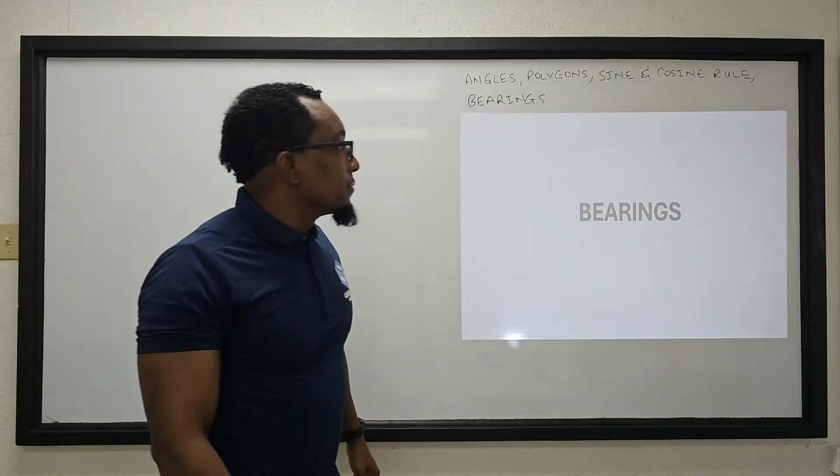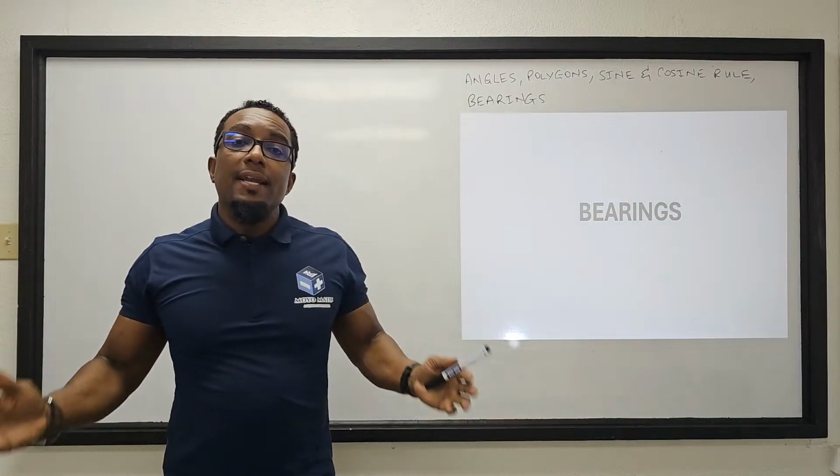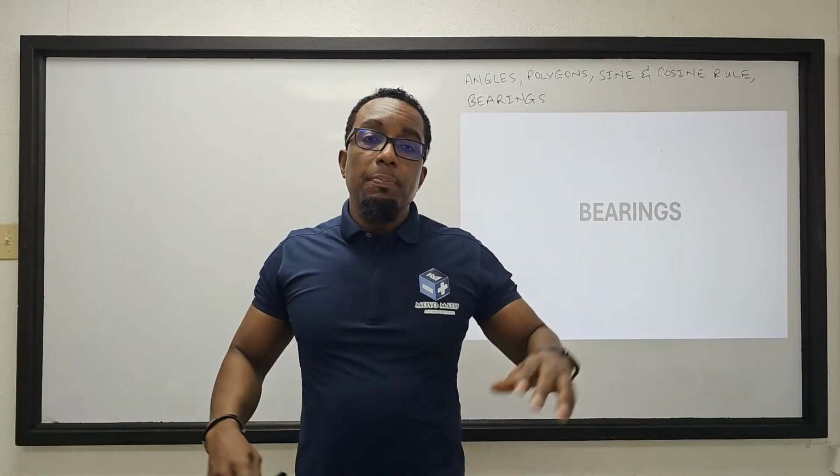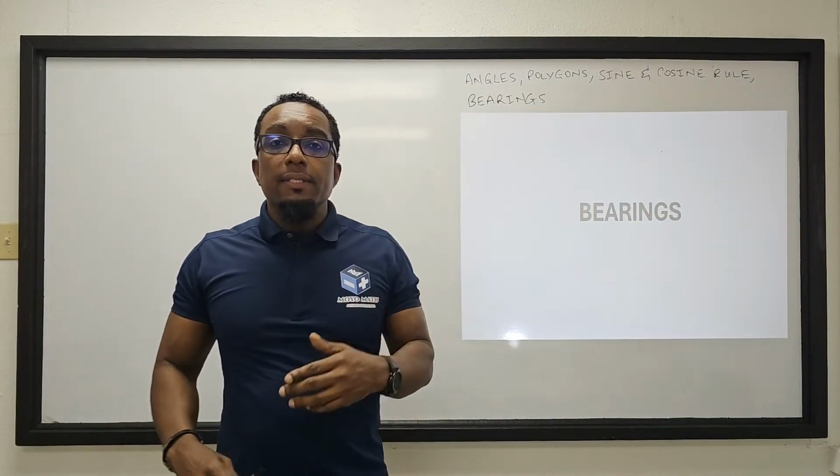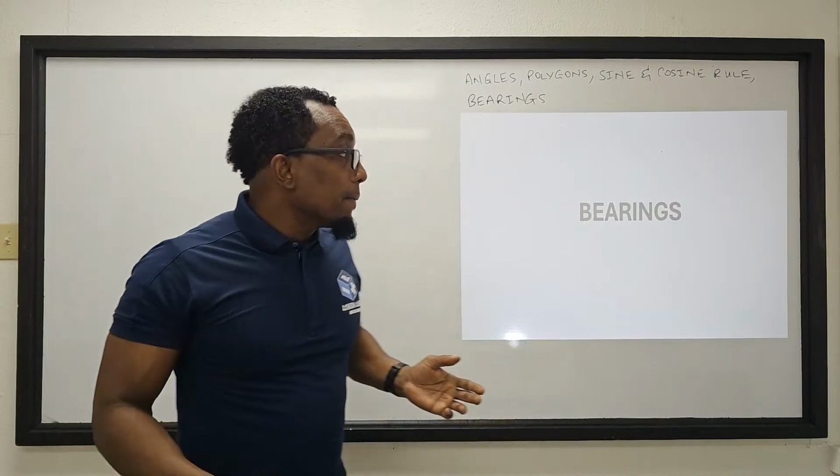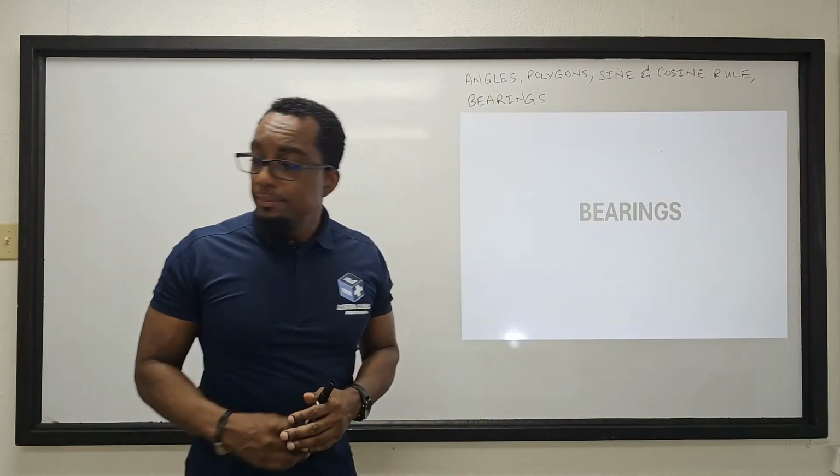Right, so we can have bearings. Now remember, what's a bearing? A bearing is an angle, and what it does is show the position of one object relative to another object, right? So that's simply a bearing. It's an angle.